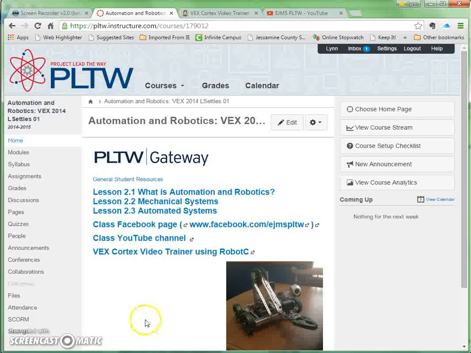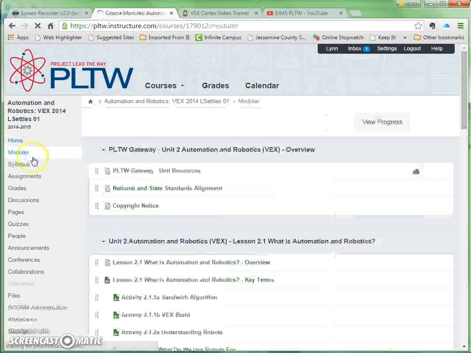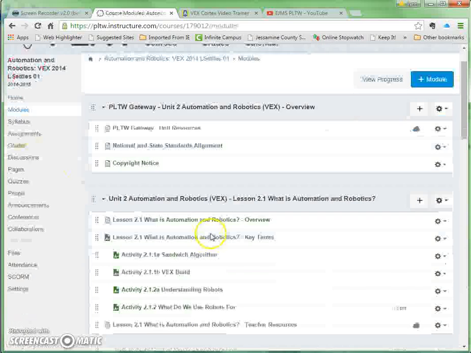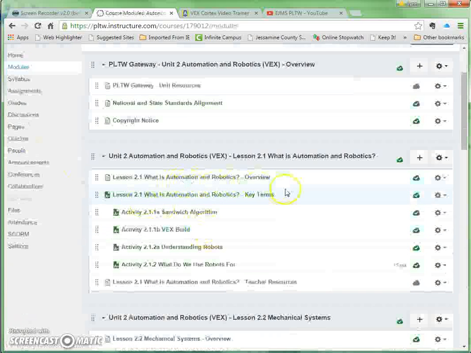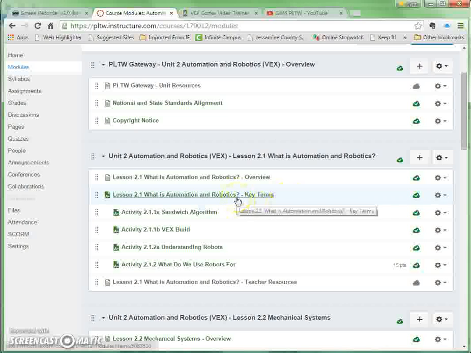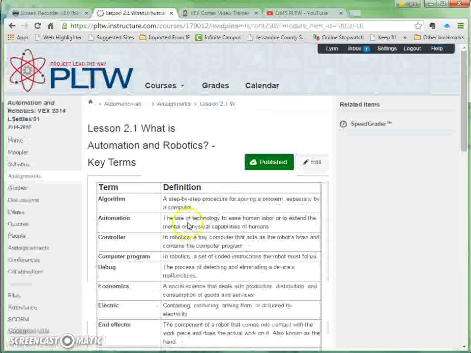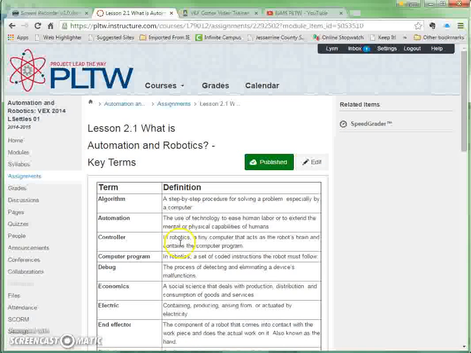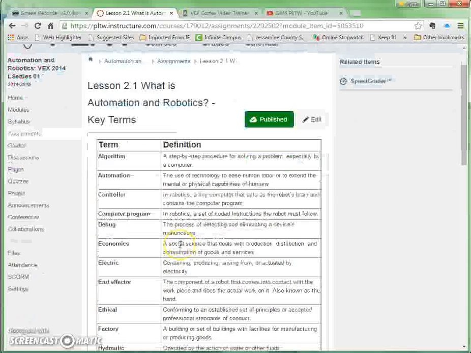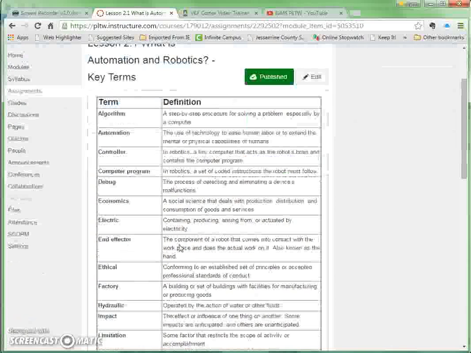But in the LMS, what I'm going to do here is I'm just going to go to modules and kind of scan down through in the lesson 2.1 section. I want you to be sure and look at the key terms. A lot of the vocabulary, a lot of the ideas, a lot of the items that we work with, you can find information about those in the key terms. So you want to read through those.